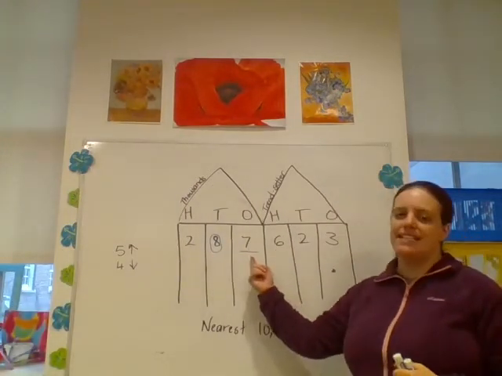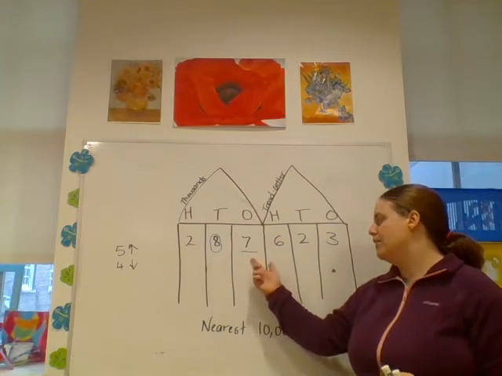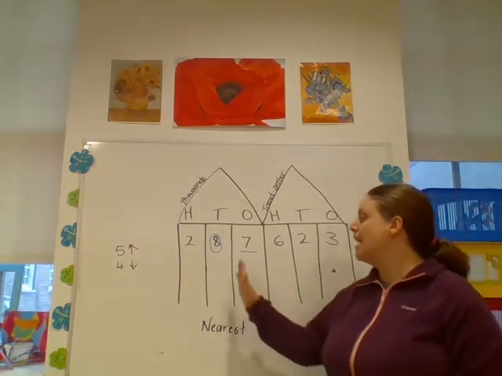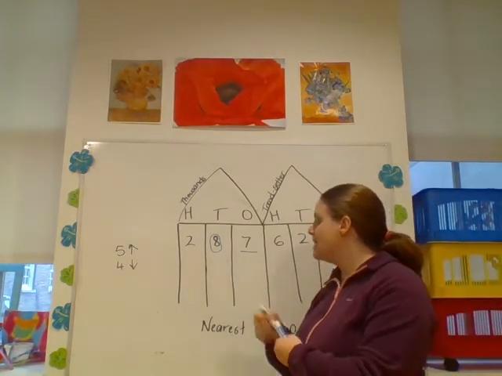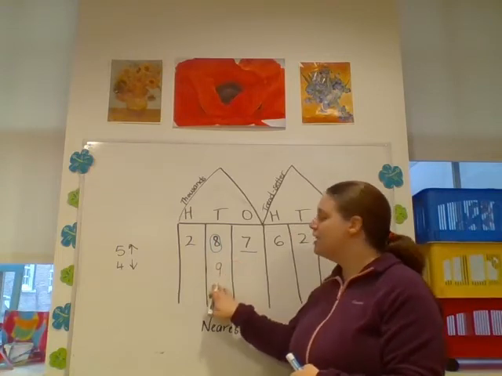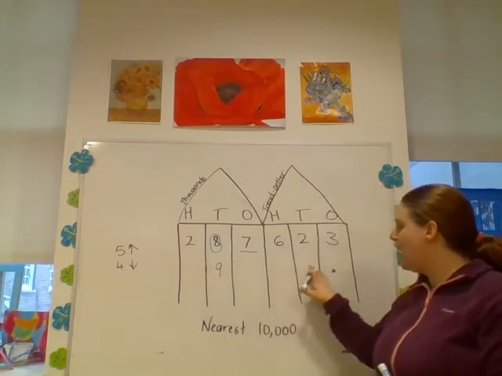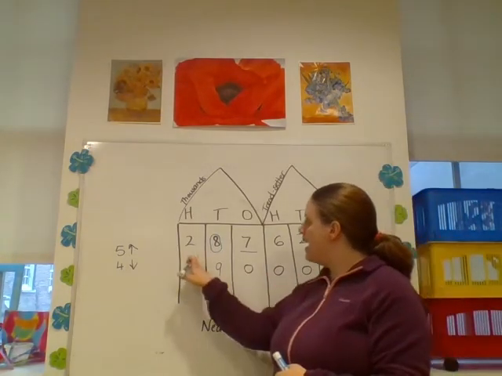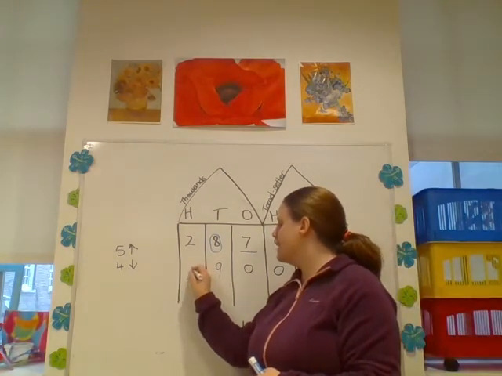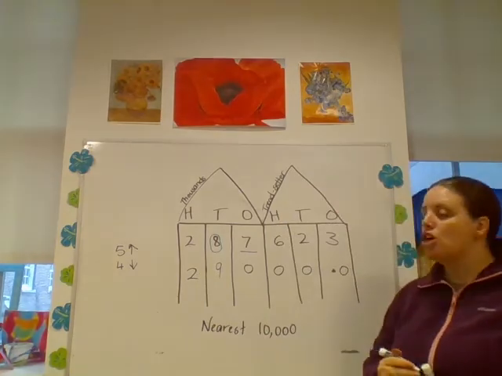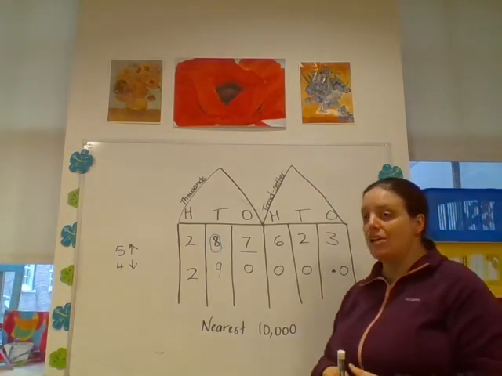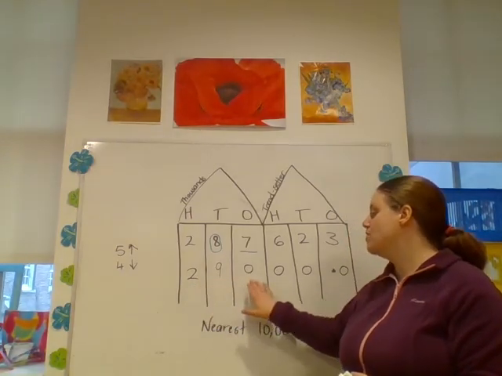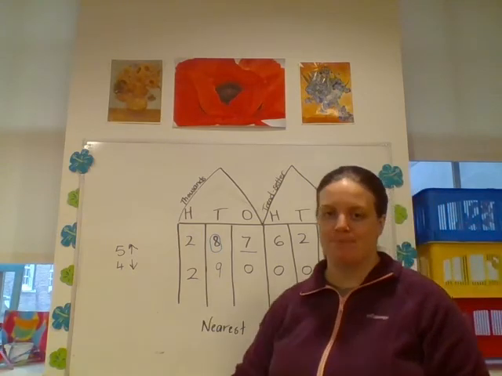In this case, the digit after the digit I'm rounding is a 7. 7 is higher than 5, so that means that I am rounding up. So I take my 8 and I round it up to become 9. Now every digit after that becomes a 0, and every digit before that stays the same. So in this case, 287,623, if I'm rounding it to the nearest 10,000, it becomes 290,000. Awesome.